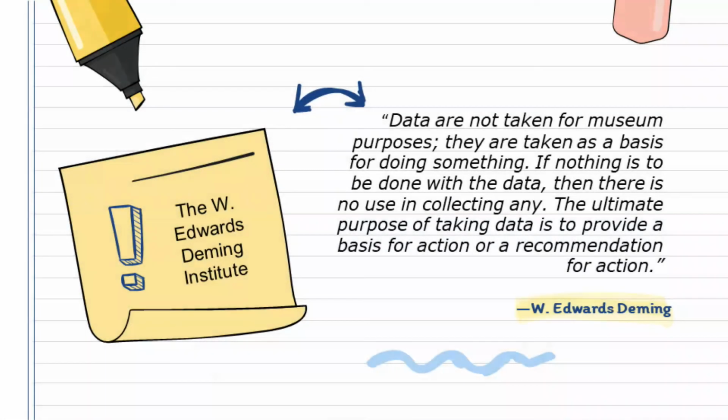From the W. Edwards Deming Institute, Edwards Deming states that data are not taken for museum purposes. They are taken as a basis for doing something. If nothing is to be done with the data, then there is no use in collecting any. The ultimate purpose of taking data is to provide a basis for action or a recommendation for action.